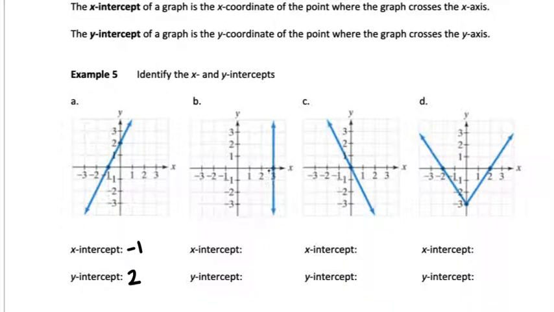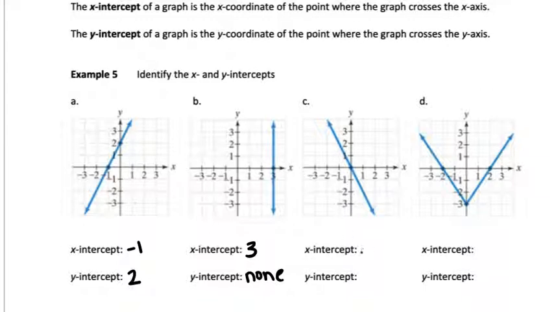So for B, I can see the x-intercept here is 3 because that's where the graph crosses the x-axis, but it's never going to cross the y-axis because this is a vertical line. It's never going to cross the y-axis, and so the answer here is that there is none. Now that's not the same as 0. If the y-intercept were 0, that would mean that it would cross the y-axis at 0, and that's not the case.